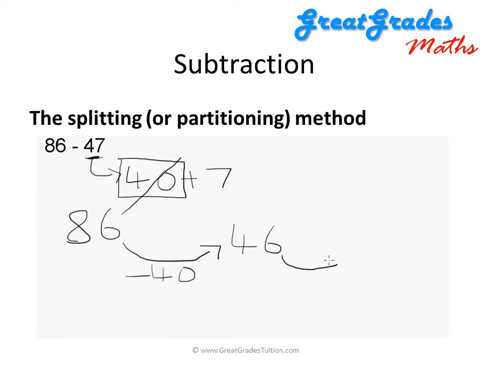Now what we have to do is take away the units. So take away 7 from 46. Well, that's quite easy because if we take away 6 from 46, that will give us 40, so an extra 1 gives us 39. So our final answer is 39.